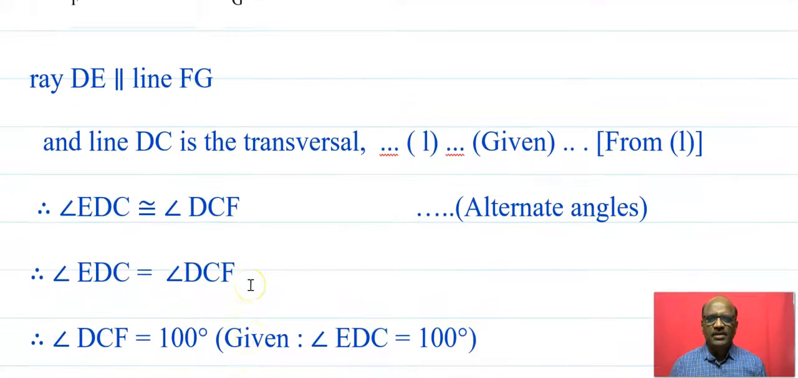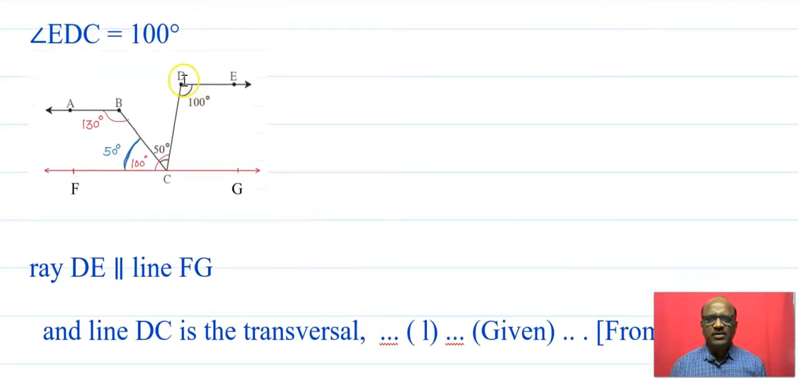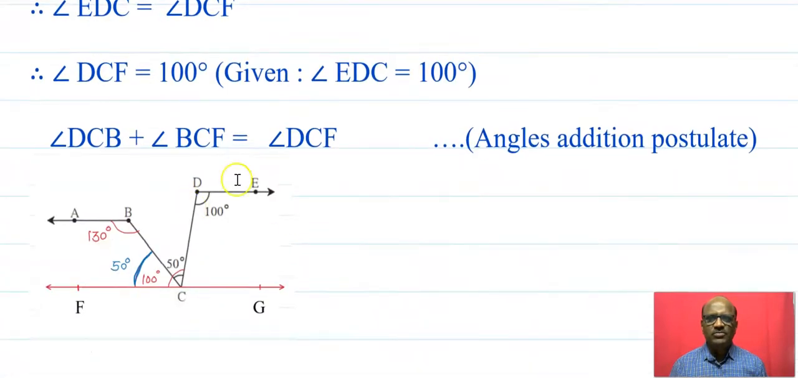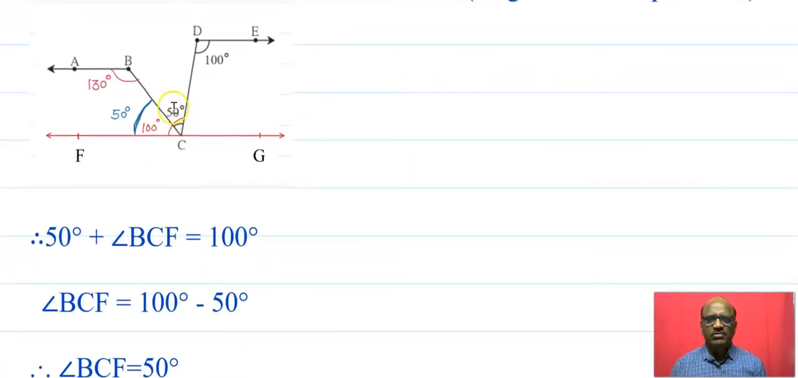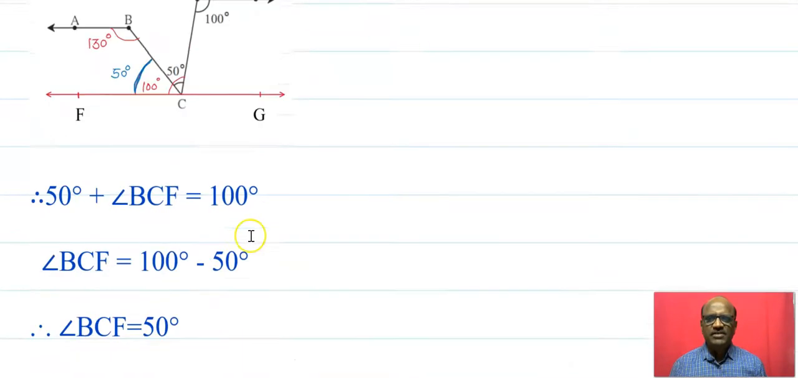Next, measure of angle DCB plus measure of angle BCF is equal to angle DCF. That is the angle addition property. Measure of angle DCB plus measure of angle BCF is equal to measure of angle DCF, and that is equal to 100. But we have been given measure of angle DCB is 50. Therefore, 50 plus measure of angle BCF is equal to 100. Therefore, measure of angle BCF is equal to 100 minus 50, and therefore measure of angle BCF is equal to 50.